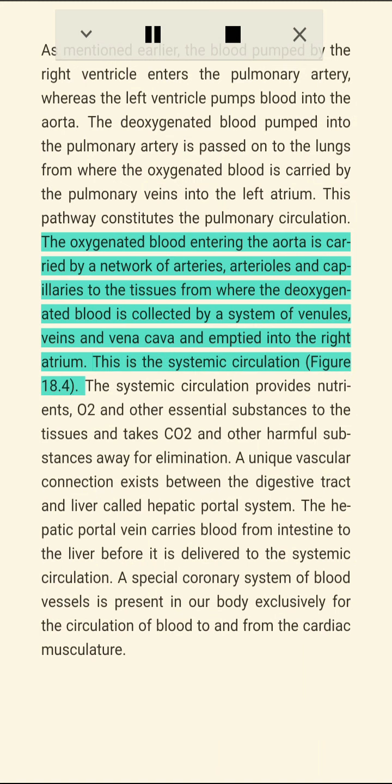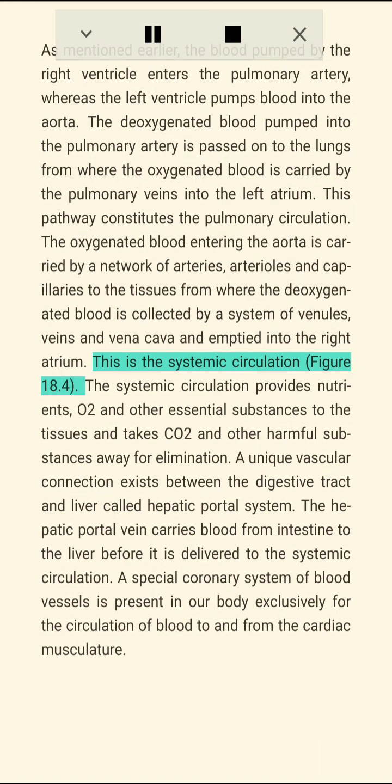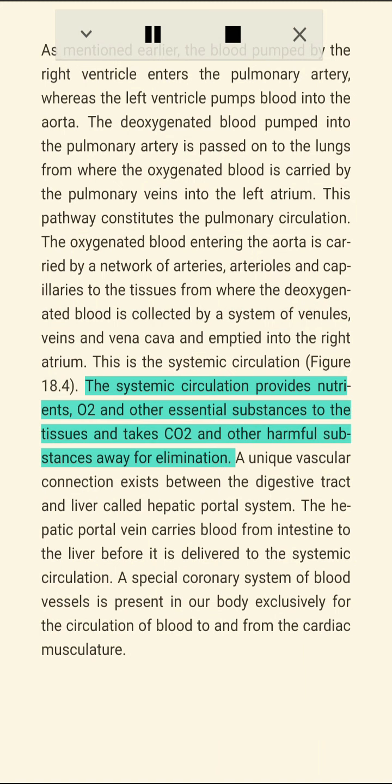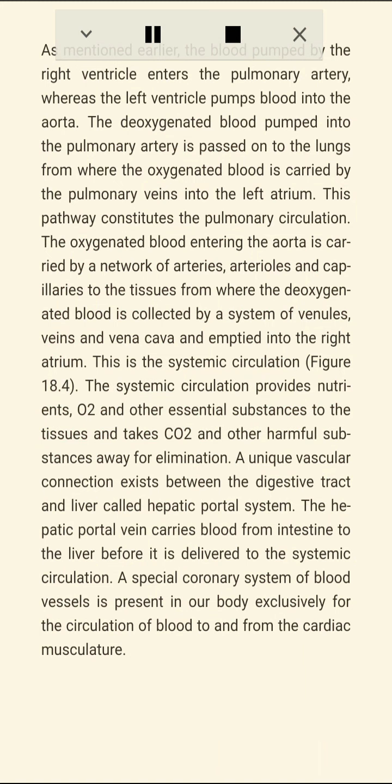The oxygenated blood entering the aorta is carried by a network of arteries, arterioles and capillaries to the tissues, from where the deoxygenated blood is collected by a system of venules, veins and vena cava, and emptied into the right atrium. This is the systemic circulation, Figure 18.4. The systemic circulation provides nutrients, O2 and other essential substances to the tissues, and takes CO2 and other harmful substances away for elimination.